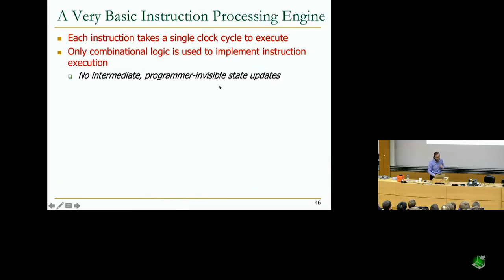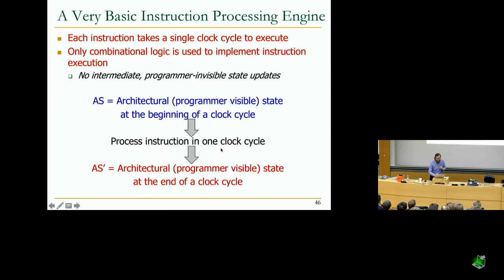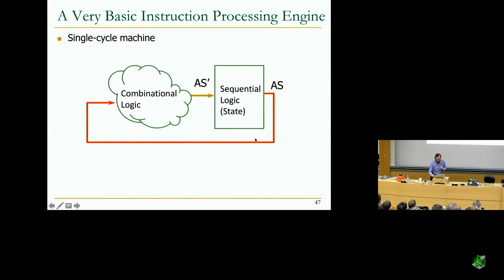So the very basic processing engine that we're going to discuss is a single cycle. It takes a single clock cycle to execute an instruction. It uses only combinational logic to implement the instruction execution, for the instruction processing step. No intermediate programmer-invisible state updates. Basically, this is what we're going to do. Process the instruction in one clock cycle. So it's going to look like this, essentially. It has the sequential logic, which stores the architectural state. It has the combinational logic that implements instruction execution. Depending on what the instruction is, it's going to exercise different parts of the combinational logic, and it's going to produce architectural state prime.